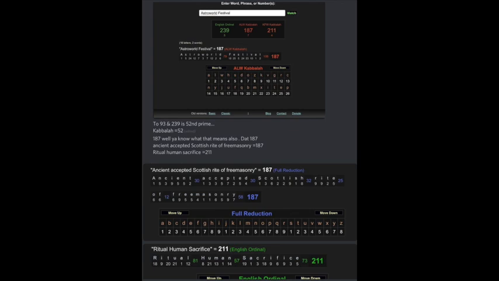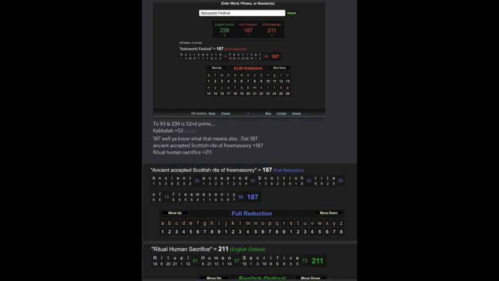So also Astroworld Festival and ALW Kabbalah. This is one of the ciphers that Aleister Crowley claimed the Book of the Law was written from. So this is their stuff. This is 187 for Astroworld Festival. I shouldn't even have to get too deep into 187. I think everybody understands what 187 is. But also Ancient Accepted Scottish Rite of Freemasonry equals 187.